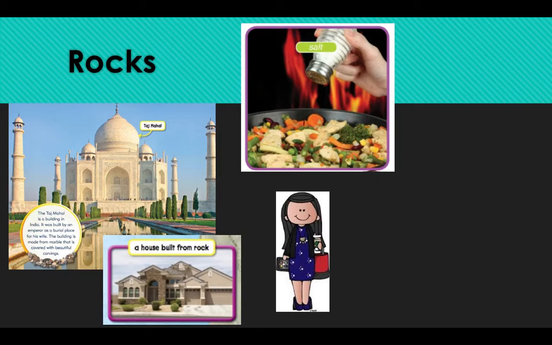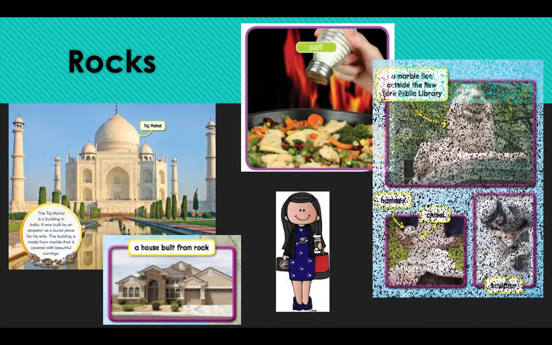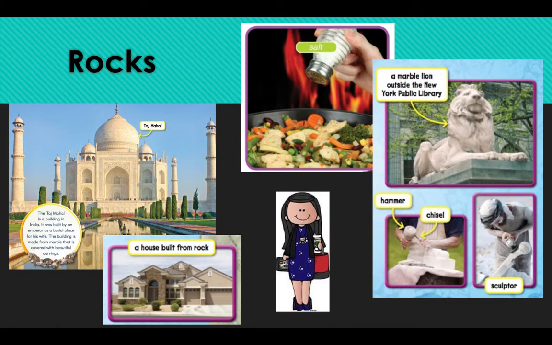Salt is actually made from rocks. It's a mineral in the rocks. And then here's some more marble. They can use a hammer and a chisel to cut the rock, and the sculptor sculpts it into shapes. And then here they made a marble lion.